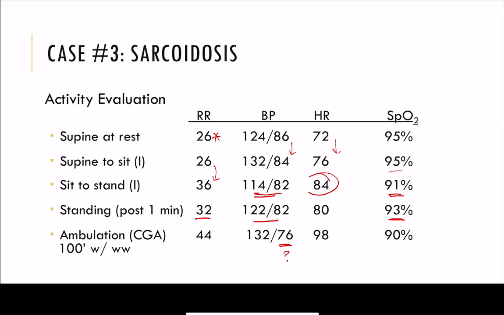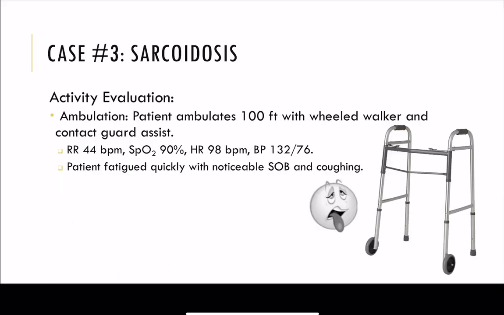So she's able to walk 100 feet with a wheeled walker, but she fatigues very quickly with noticeable shortness of breath, and she begins coughing, and you stop the assessment. So she ultimately ambulated 100 feet. You document her vitals that you observed during that period of walking, and then describe the subjective response that you observed.